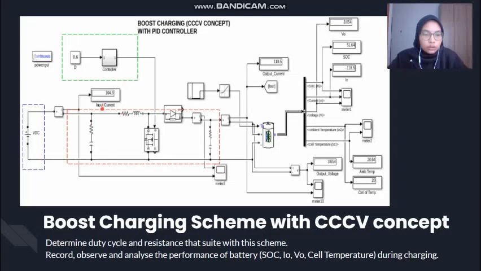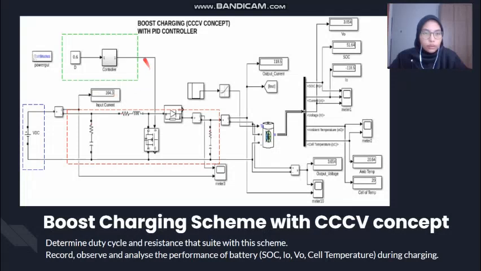So this charging scheme is simulated in order to determine the duty cycle and resistance that suit this scheme. And then we record, observe, and analyze the performance of the battery, which is SOC, current output, voltage output, and cell temperature during the charging.